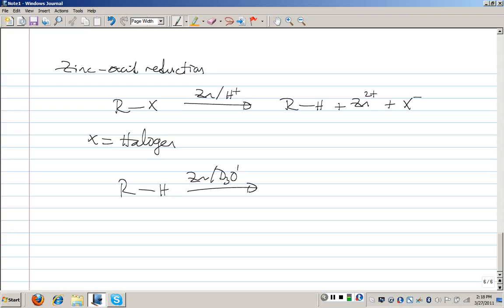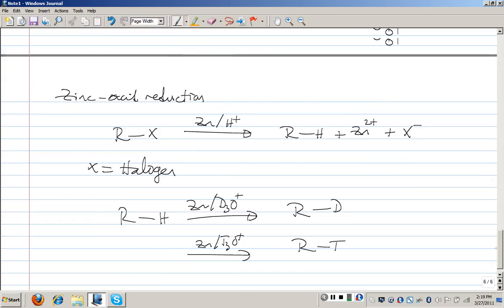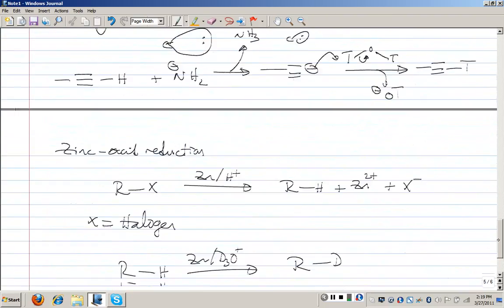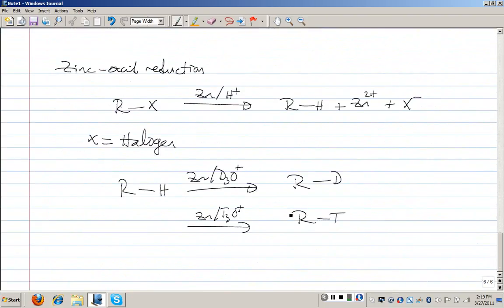if I use zinc and D3O+, I'll make RD. If I use zinc and T3O+, in other words, TCl in T2O, or T2SO4 in T2O, I'll make RT. So I could introduce labels into organic compounds either by a simple acid-base type reaction, as we did in the previous case, or I can do it in this fashion.